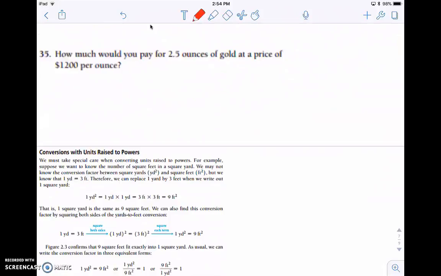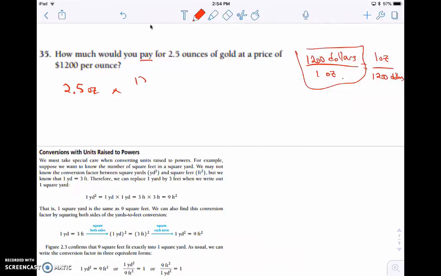Okay, lastly, how much would you pay for 2.5 ounces of gold at a price of $1,200 per ounce? So again, it's $1,200 for every 1 ounce, or 1 ounce is $1,200. So we're starting with 2.5 ounces, and we want to know how much would you pay. So in the end, we want dollars. So we're going to times this by, and I want to cancel out the ounces, so this is going to be this first fraction here: $1,200 for every 1 ounce. So now we just multiply. The ounces are going to cancel. 2.5 times 1,200 is 3,000. And then our units, dollars.